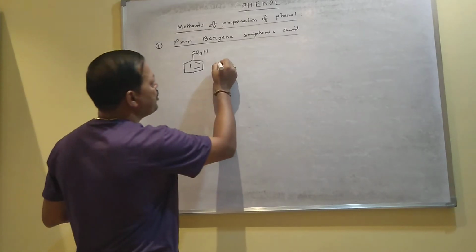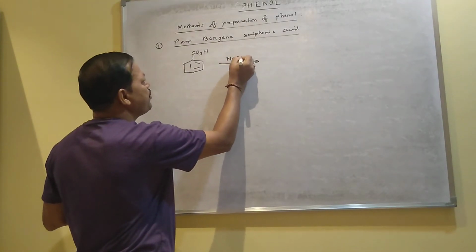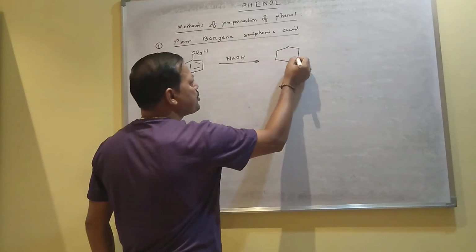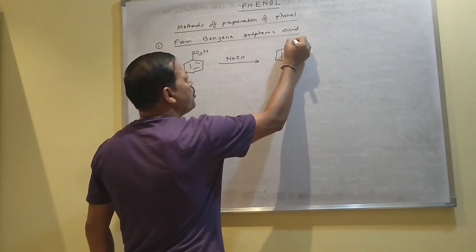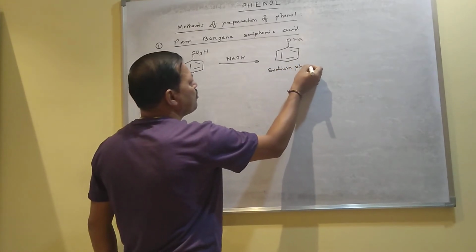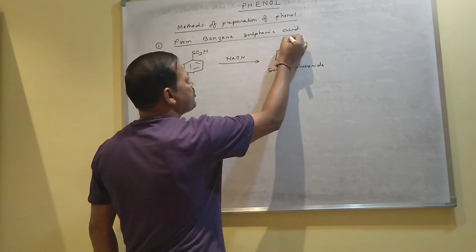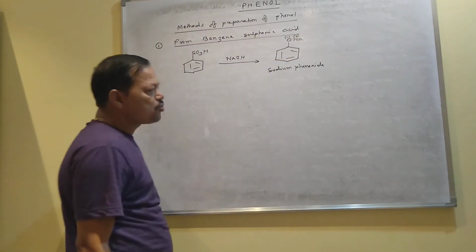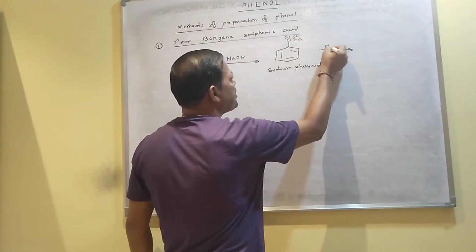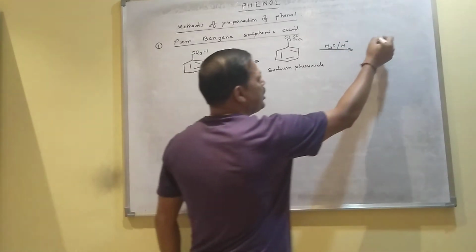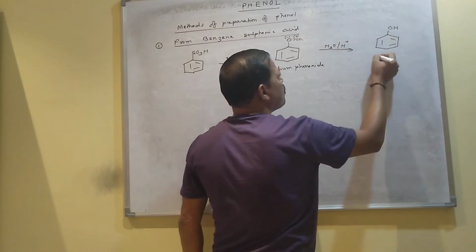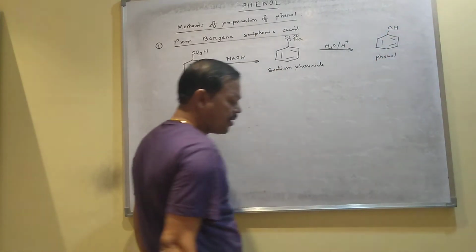When this benzene sulfonic acid reacts with sodium hydroxide, it produces a salt called sodium phenoxide, ONa, sodium phenoxide. Here O is minus, Na is plus. This is a salt. After getting sodium phenoxide, when you hydrolyze it, hydrolyze means addition of water in presence of acid, it will convert to phenol. So this is one method of preparation of phenol.